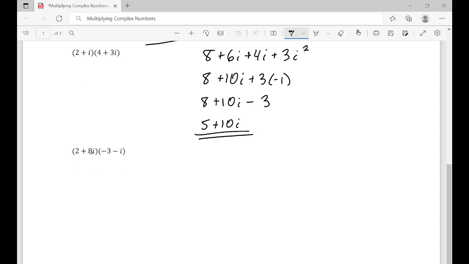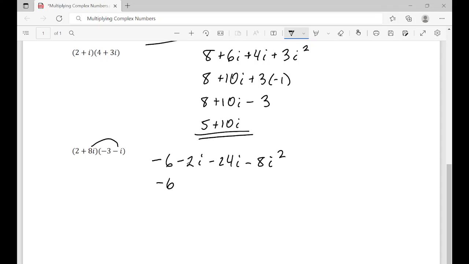Last, 2 plus 8i times -3 minus i. I'm going to do the exact same thing we did in the previous one, just distribute it out. So 2 times -3 is -6. 2 times -i is -2i. 8i times -3 is -24i. And then finally, 8i times -i is going to be -8i squared.